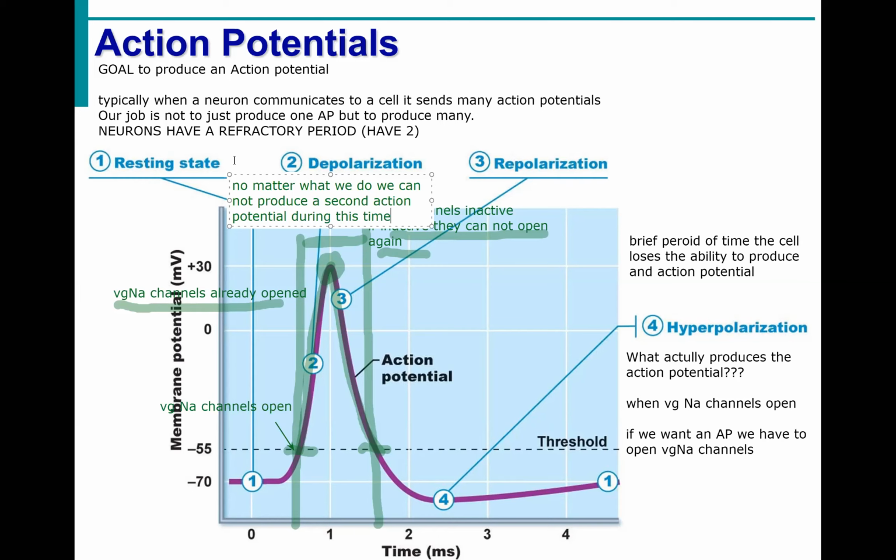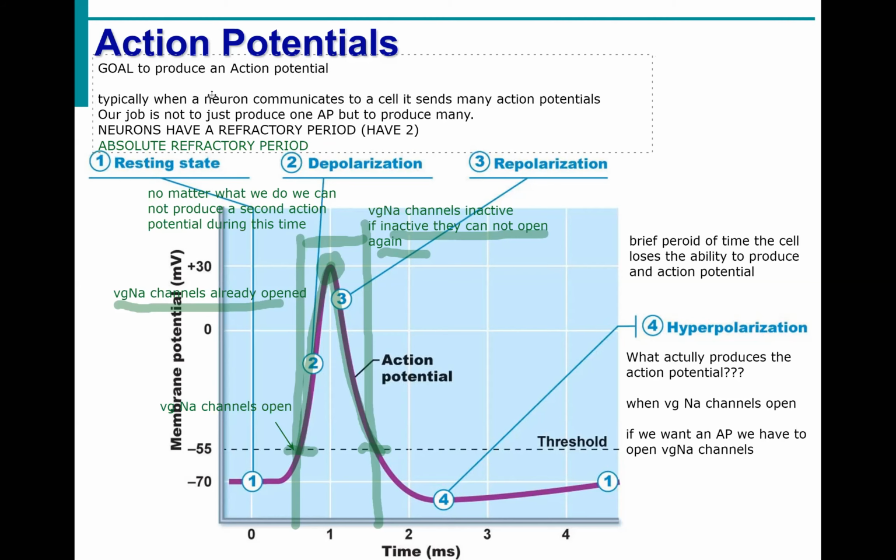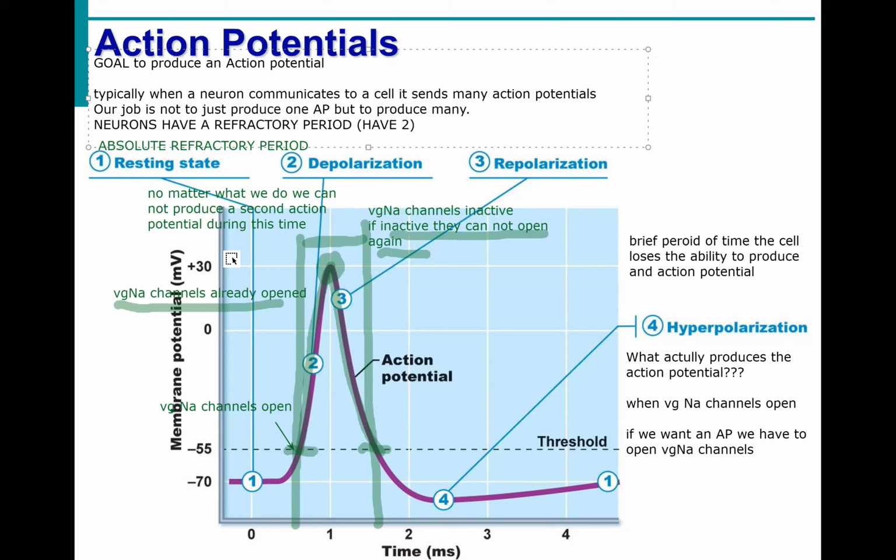That makes sense? We comfortable with that idea that during this period of time here in green, no matter what we do, we can't produce another action potential? And so we actually call this period of time the absolute refractory period, because there is absolutely, positively nothing we can do to get this cell to fire another action potential. It's impossible. Nothing can be done.